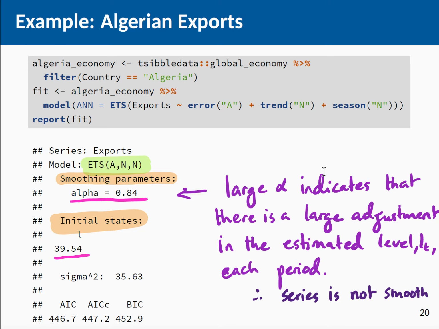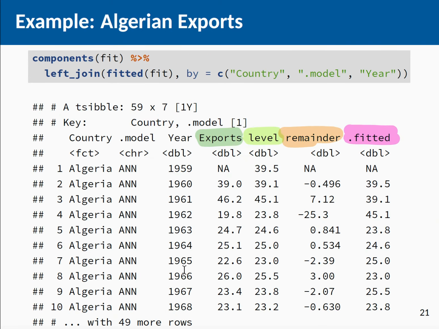If you look at the time series of the Algerian exports as a percentage of GDP, this kind of looks like it's going all over the place. So once you have estimated the model, you would expect that you would actually get a higher value of alpha because the level has to update for a model to be good. Okay, and then it has estimated the initial states. So this is saying that the initial state is 39.54, that is, exports as a percent of GDP is 39.54 for the Algerian economy. And then there are some other diagnostic statistics that are given along with this.